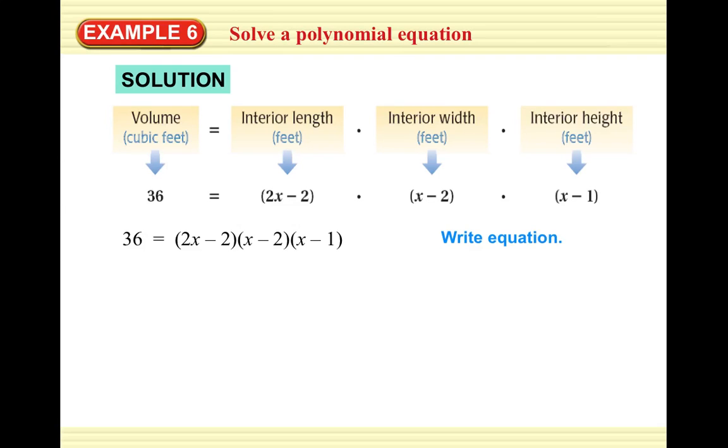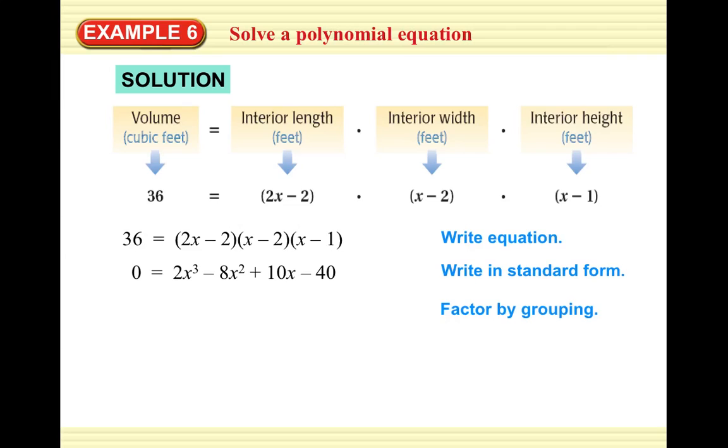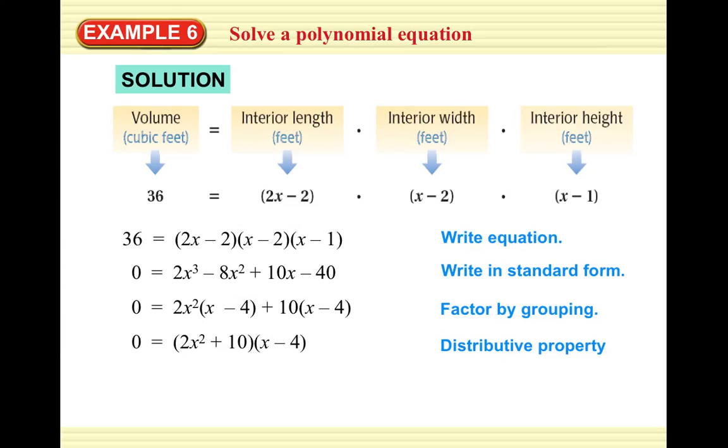So we're going to write out the equation and put it in standard form. And so now we are given 2x to the third minus 8x squared plus 10x minus 40. So we're going to factor by grouping. We can take out 2x squared in the first part, and we can take out 10 in the second part. So when we remove that, we're left with x minus 4 in both groups. That's our common factor. Move it off to the side, and we're left with 2x squared plus 10 on the other one.